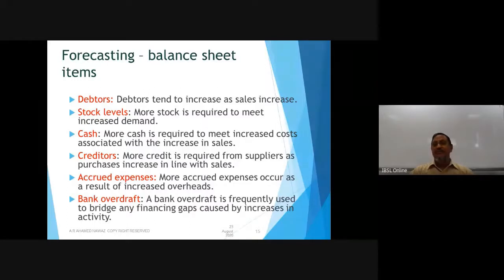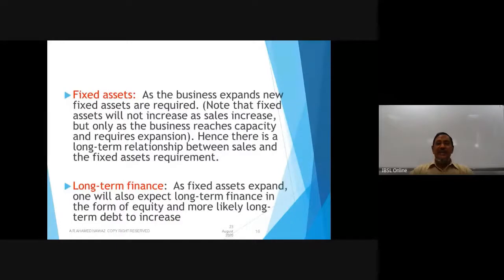Then the fixed assets. As a business expands, new fixed assets are required. Note that fixed assets will not increase as sales increase, but only when a business reaches capacity and requires expansion. When a business is gradually expanding, fixed assets are normally not required. When fixed assets are required, it means the capacity has to be expanded.